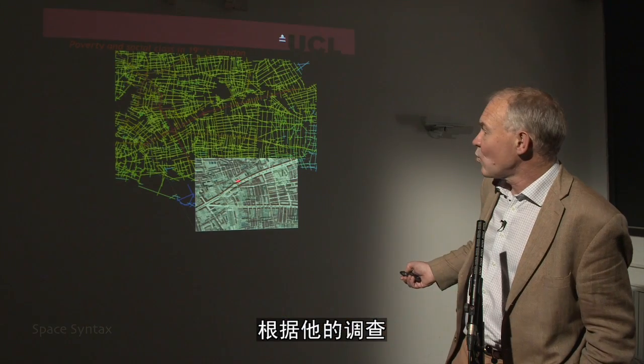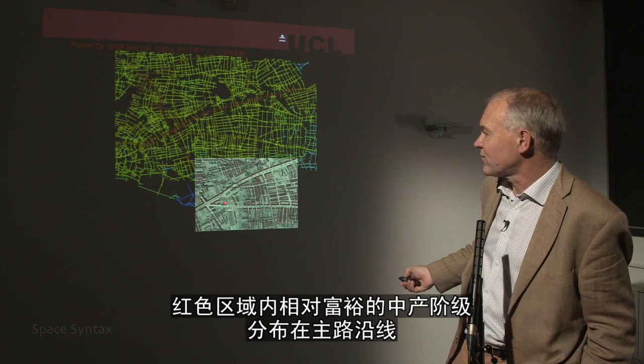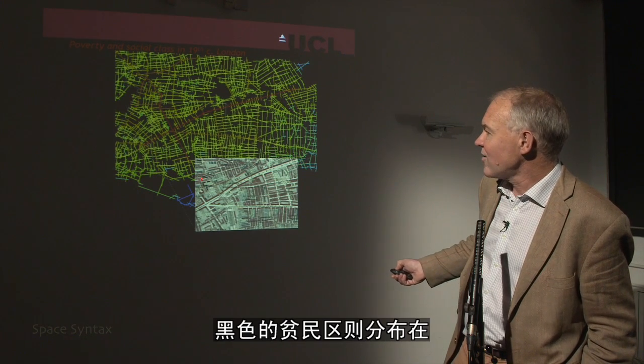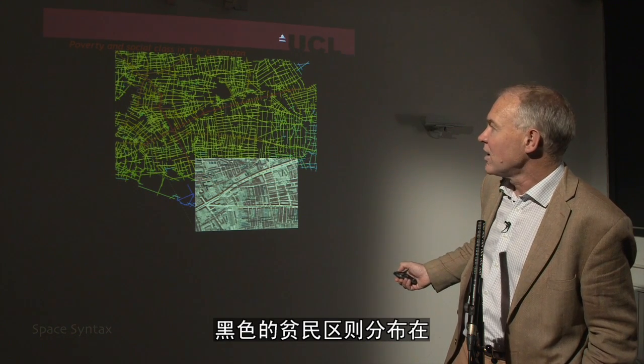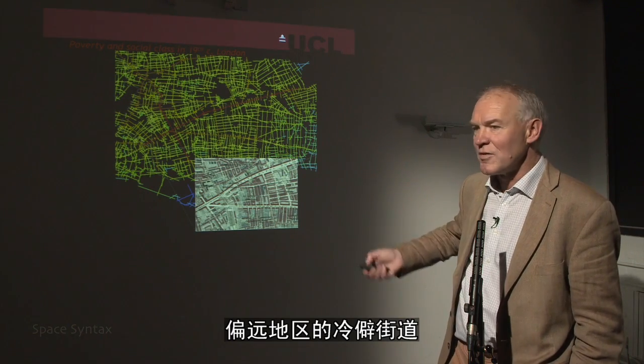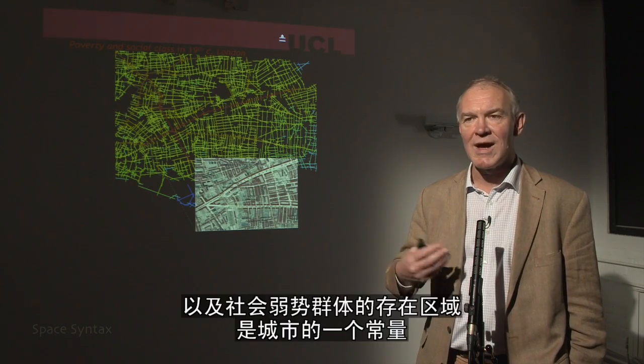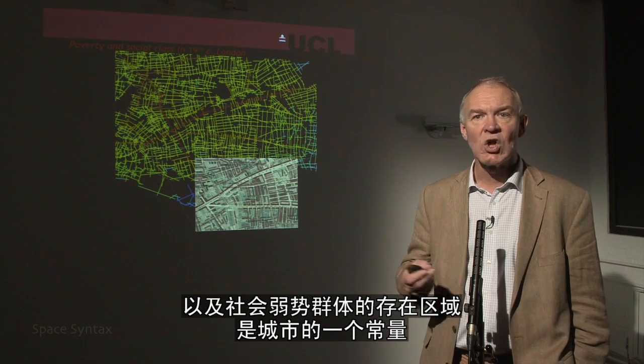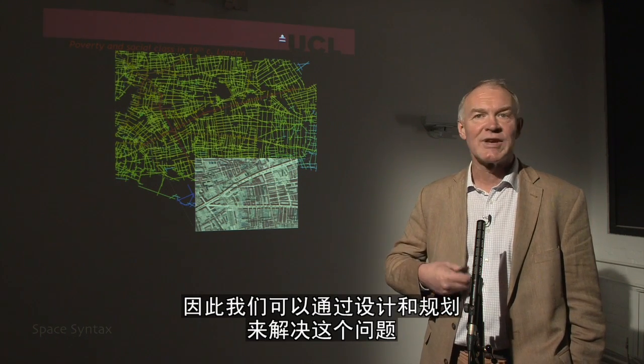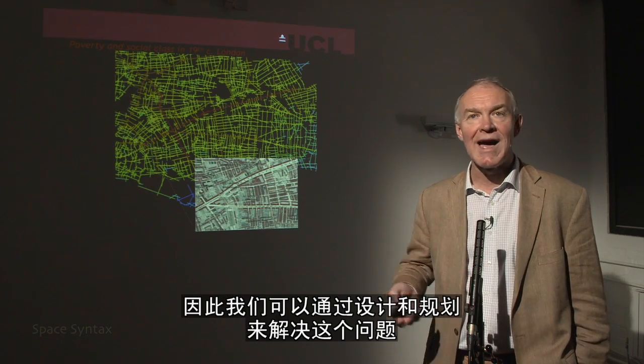The areas of relatively wealthy middle class red spaces from his surveys are on the main roads. The areas of black slum spaces are in the isolated areas in the back streets. These maps of social class and poverty and inequality in the 19th century city are very closely modelled today by similar maps of poverty and social deprivation. It turns out that space and where people live and where social deprivation exists is a constant in cities. And it's something we can therefore start to design and to plan out.